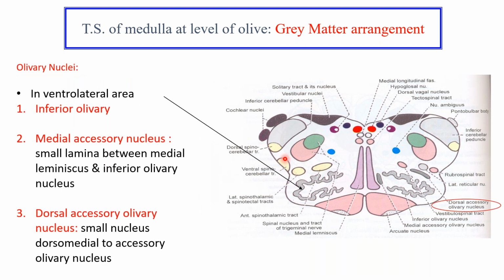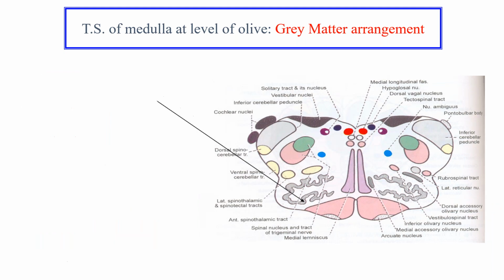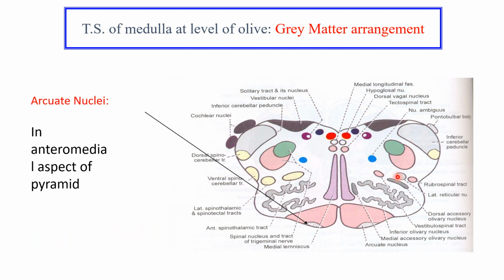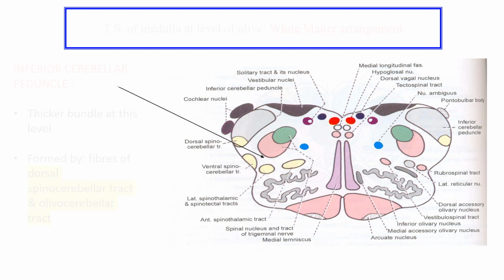The inferior olivary nucleus complex will be seen. This is the inferior olivary nucleus. The dorsal accessory olivary nucleus is a small nucleus, dorsomedial to the inferior olivary nucleus, and the medial accessory olivary nucleus is a small lamina between the medial lemniscus and the inferior olivary nucleus. The arcuate nucleus will appear similar.